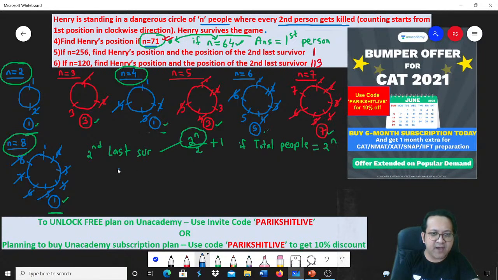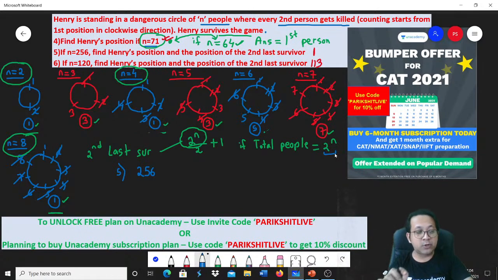So let's look at 256 in question number 5, right? What is the total number of people? Total number of people is 256. Is it of the format 2 to the power n? Absolutely. 2 to the power 8 is equal to 256.